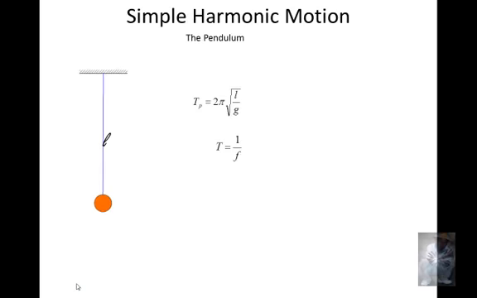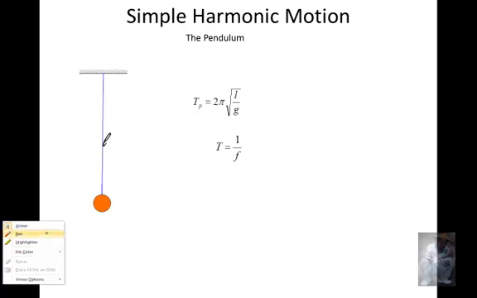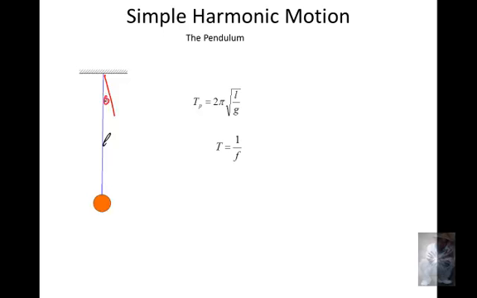This is an animation of a pendulum. A pendulum behaves with simple harmonic motion as long as the angle is really, really small. So one of the things that we need to make sure is that this angle theta is relatively small.